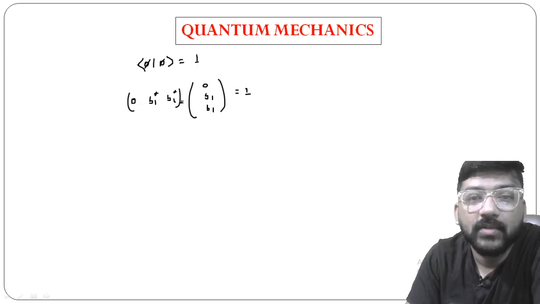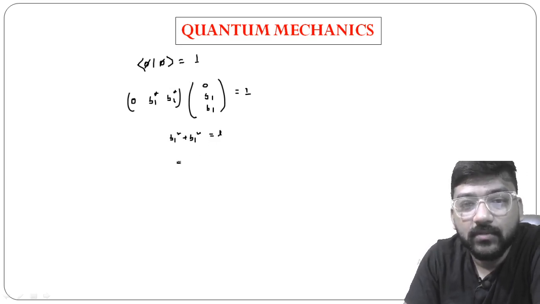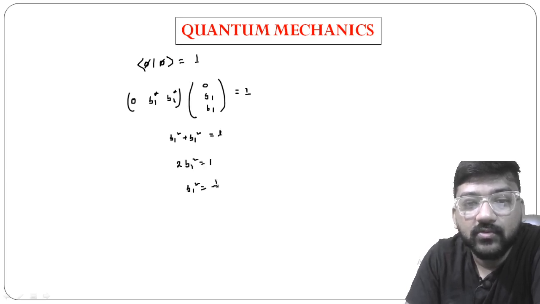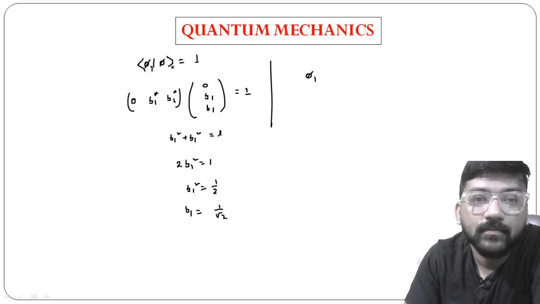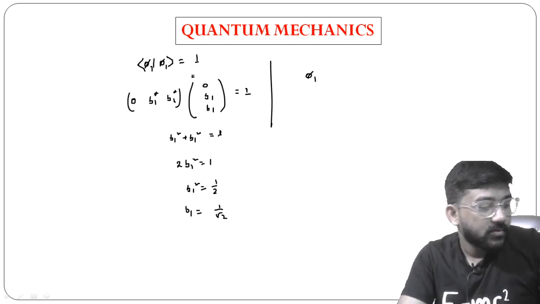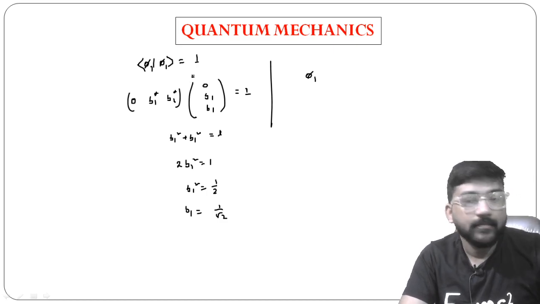So now if you multiply, you will get b1 b1 star plus b1 b1 star. That means b1 square plus b1 square is equal to 1. So we have 2 b1 square equal to 1, so b1 square equal to half. So b1 is equal to 1 by root 2. So finally you will get phi 1.